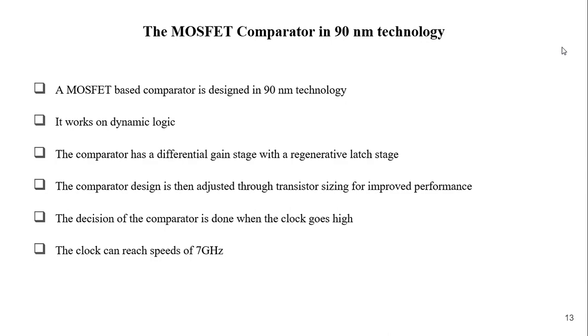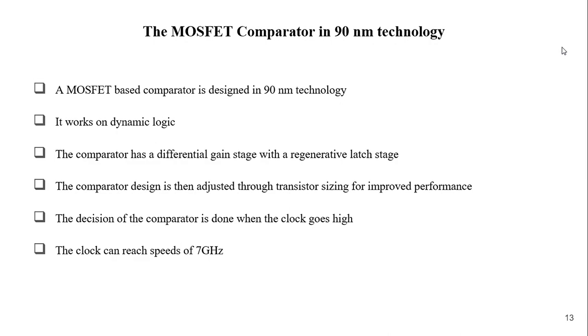So this is the MOSFET comparator in 19 nanometer technology. The design of the comparator is completely MOSFET based. That is, we have PMOS and NMOS in the circuit, and it is made in 19 nanometer process technology using an EDA tool. The logic of the comparator is dynamic logic, the dynamic CMOS logic which we have read in the books. So the comparator mainly consists of a gain stage and a latch stage. The gain stage takes the input, it amplifies to a VDD, and the latch stage stores the value, and the output is taken from the latch stage.